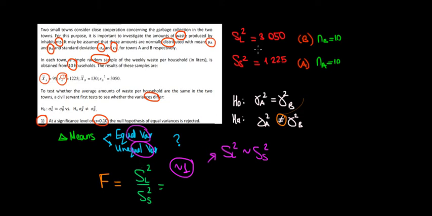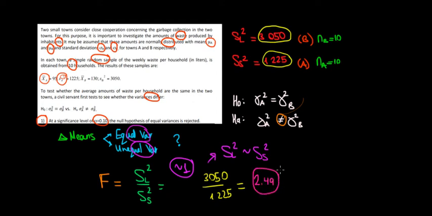What is the larger variance? It is this one, 3050. So we're going to have the ratio between 3050 relative to the smaller variance, which is 1225. That F value is going to be equal to 2.49. Now what matters here is to understand how we find out the critical value.